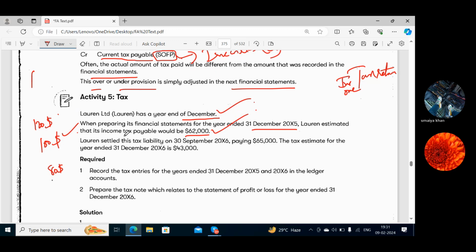But Lauren settled this tax liability on September 30, 2006, paying 65,000. So they made a provision of 62,000, but they are paying 65,000. The tax estimate for the year ended 31st December 2006 was 43,000. Okay. This is the next year. This is in the year 2005. So this is the previous year.